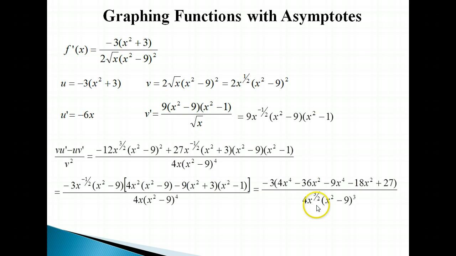Now I'm going to bring the x to the negative 1/2 down to the denominator. And what I did in the brackets here was I distributed the 4x squared, and I FOILed all this out and multiplied by 9.